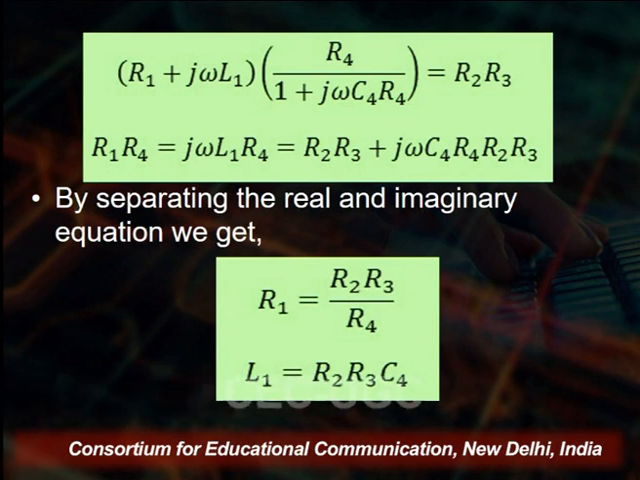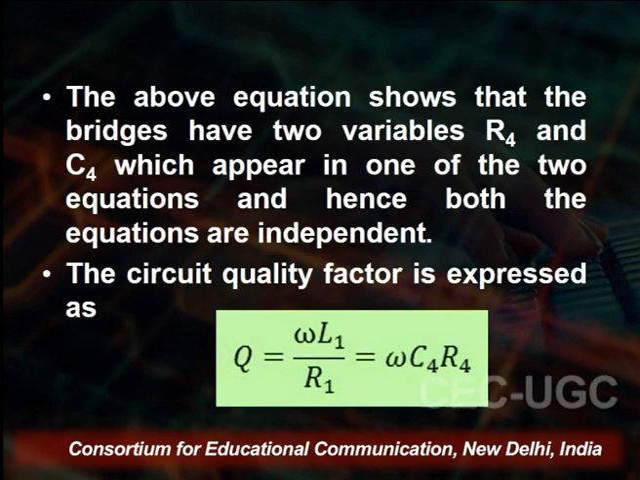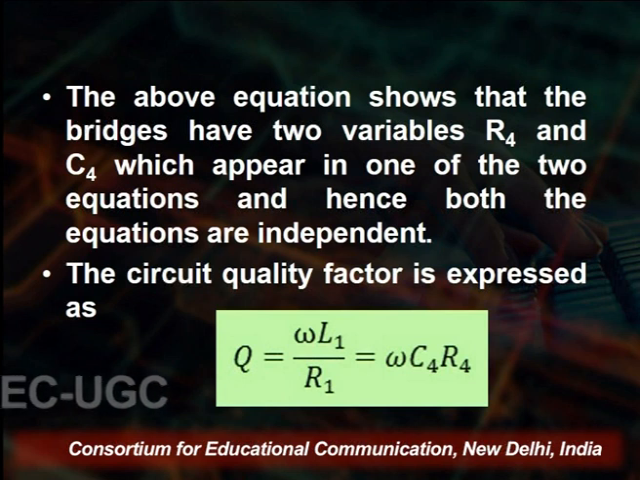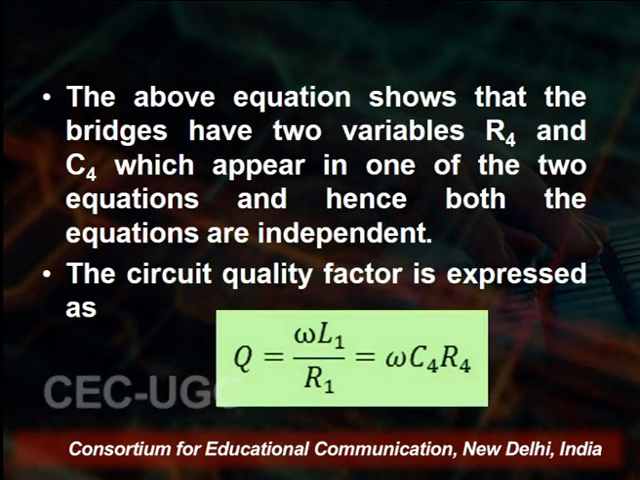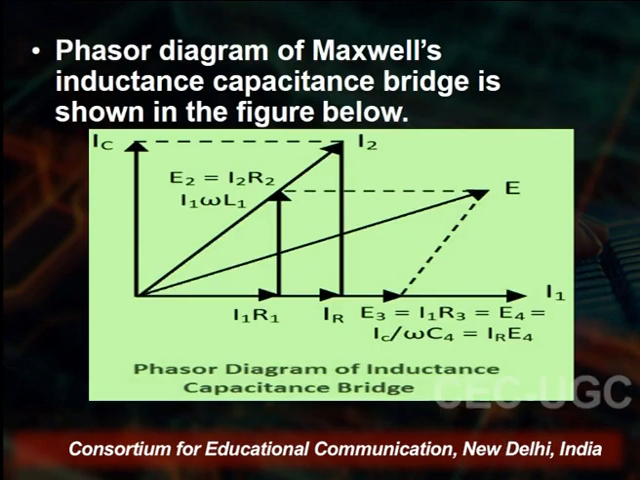L1 is equal to C4 R2 R3. The above equations show that the bridge has two variables, R4 and C4, each of which appears in only one of the two equations, and hence both equations are independent. The circuit quality factor can be written as Q is equal to omega L1 by R1, that is omega C4 R4, and C4 and R4 are the two variables in the equation.